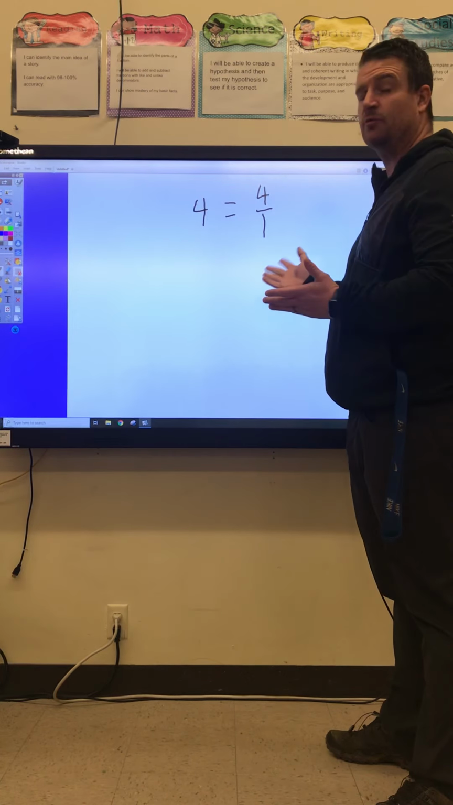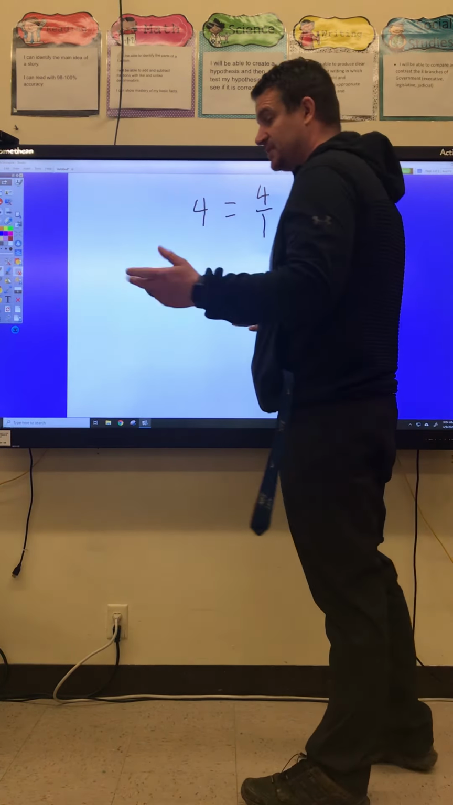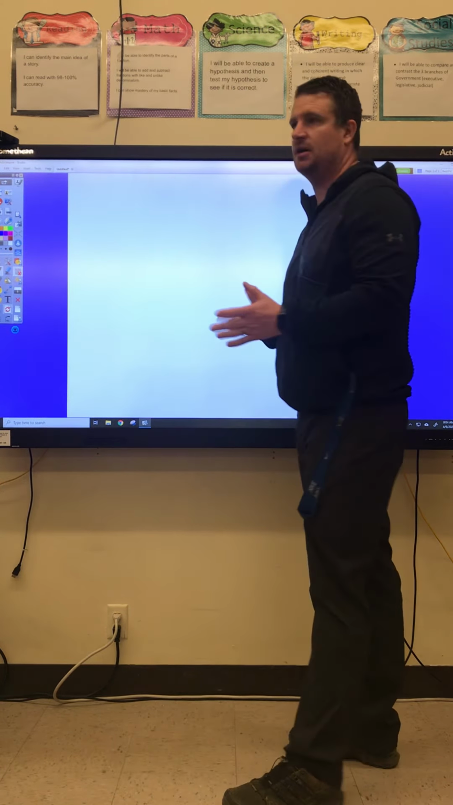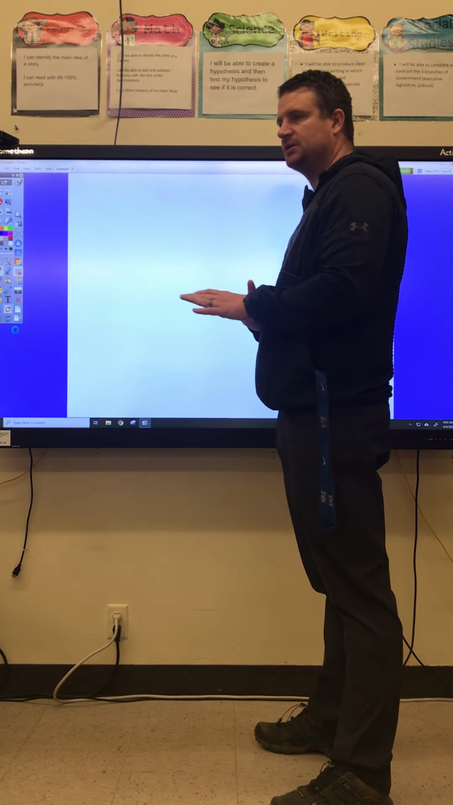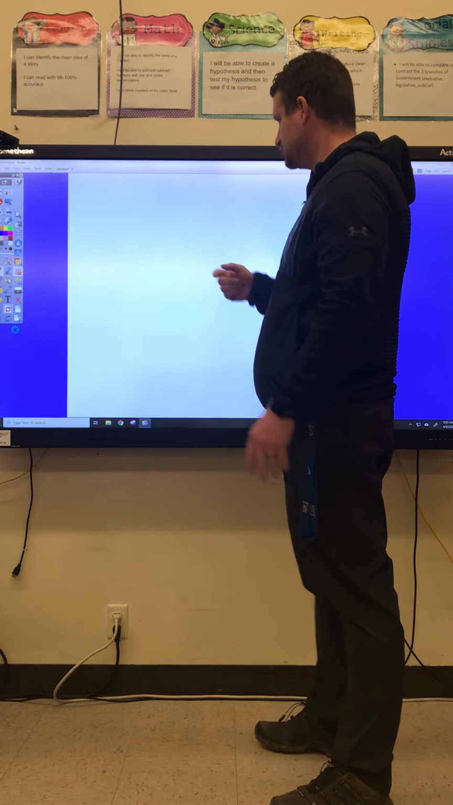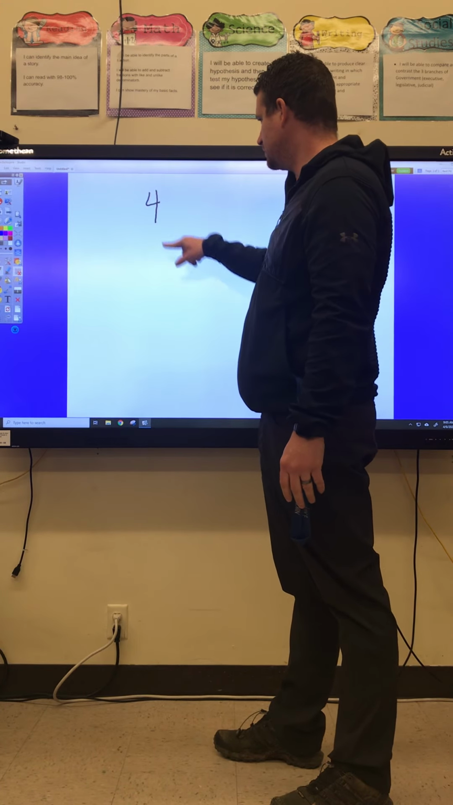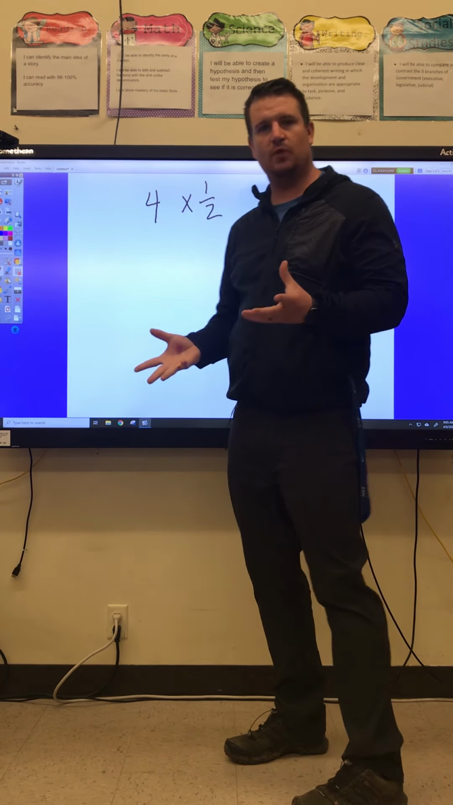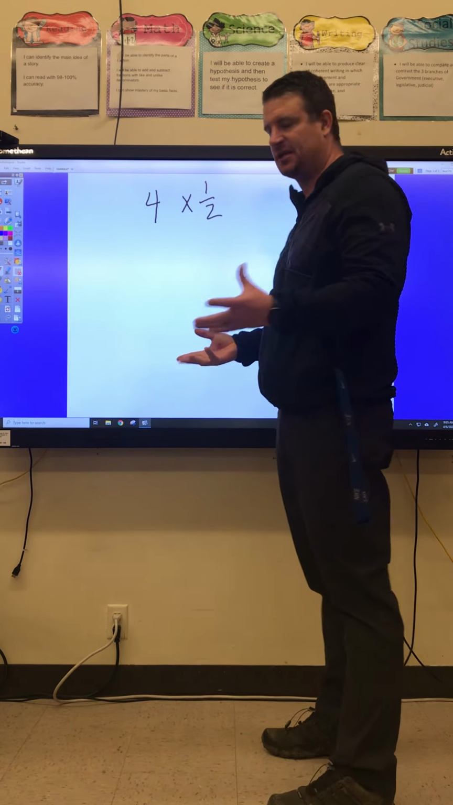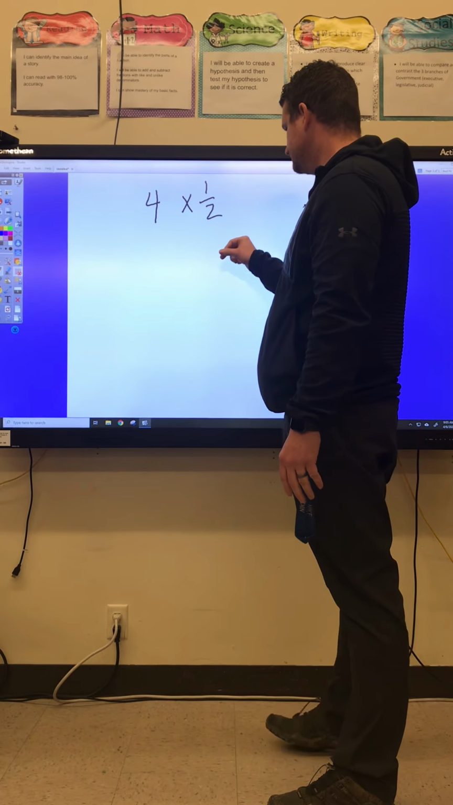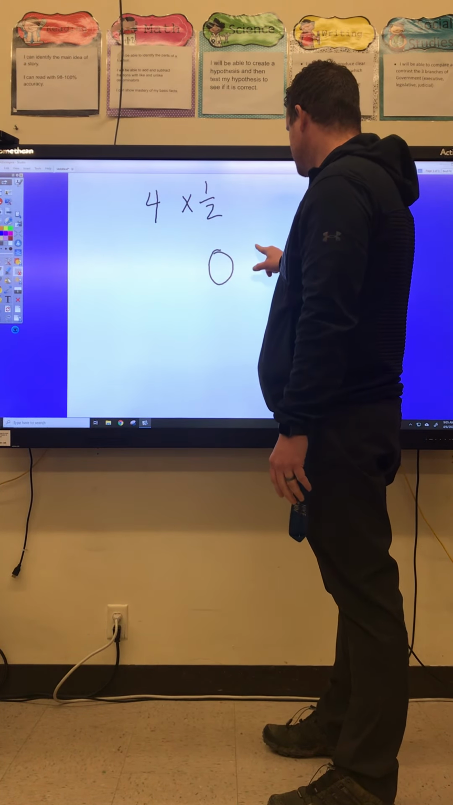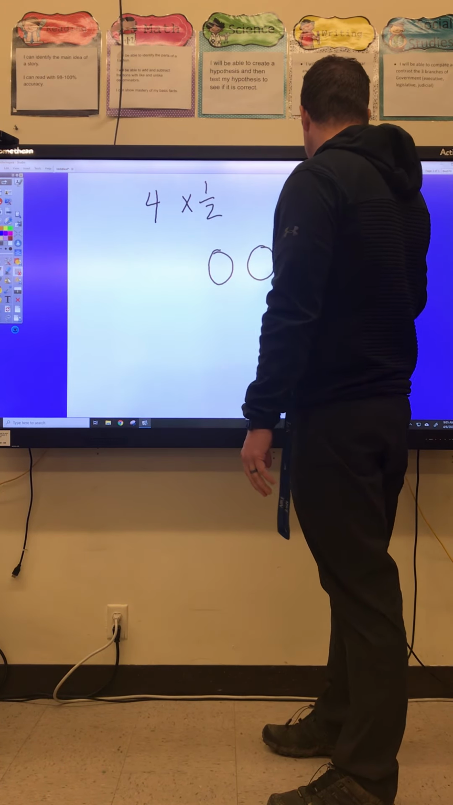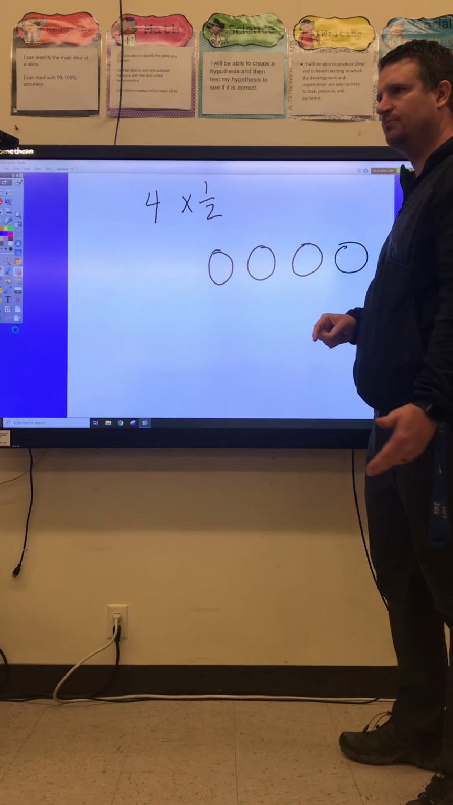So this is going to be really important when we're multiplying fractions, especially with whole numbers. Then we can take a number, and basically you're separating it into different sections. We'll start with 4, we just did that one, times 1/2. Now, we can draw this out so you have a better understanding. If we have 4 things, let's draw it this way, and we break them all in half.